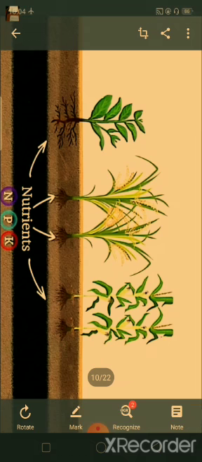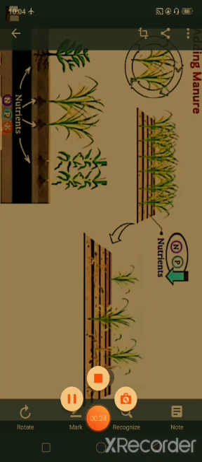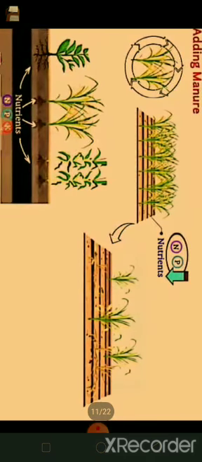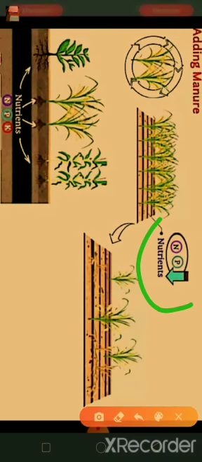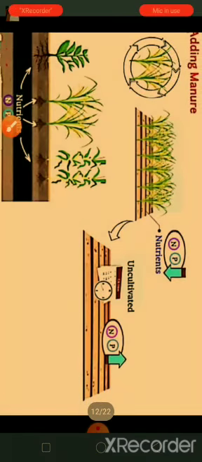So, if the same crop is taken again and again, the nutrients from the soil get depleted. What will happen? Certain nutrients get reduced, and due to this, crop production also reduces. So, the land is allowed to be left uncultivated.